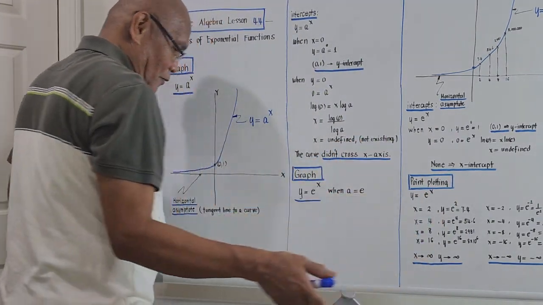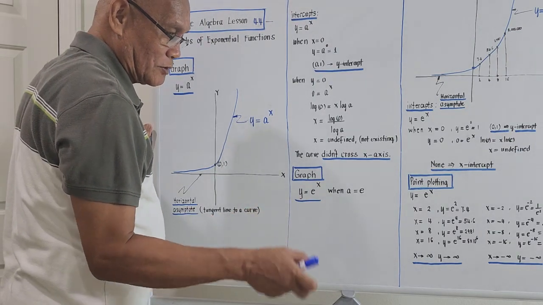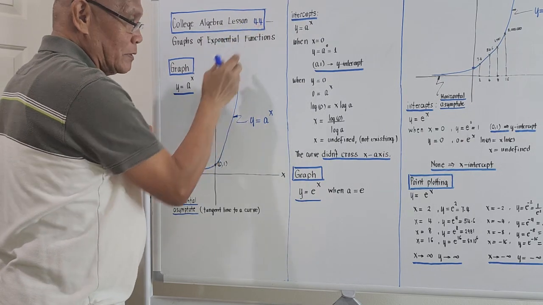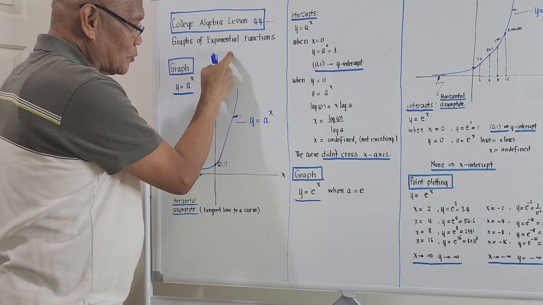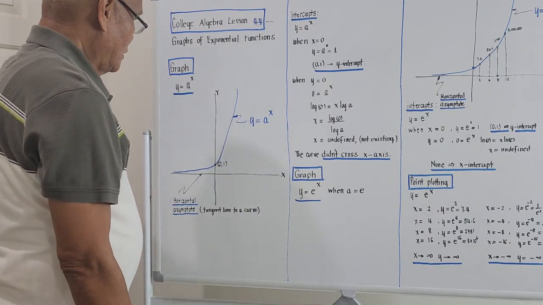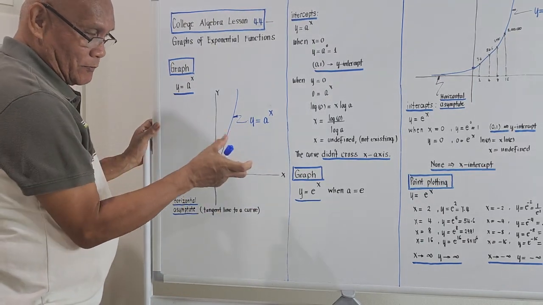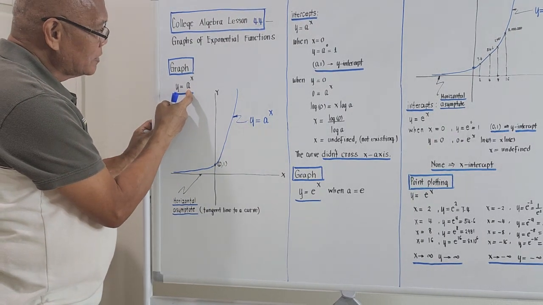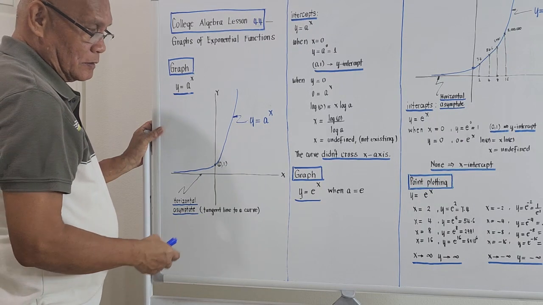The subject matter for this evening, a continuation of my long video format discussion, college algebra, and this will now be lesson number 44. And the title of the topic is graphs of exponential functions. Graphs. Number one, if we are given the exponential equation y equal to a raised to x, okay, this should be the graph.